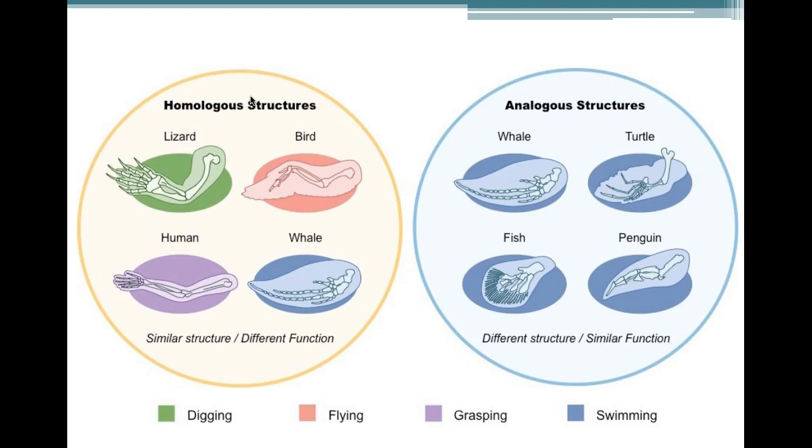Analogous structures are all coded blue because the penguin, the fish, the whale, the turtle, they all use their body structures for swimming, but internally they are very different from one another. But again, on the outside, you look at them and you would think analogous structures share a common ancestor, but they're just too different on the inside for that to be the case.